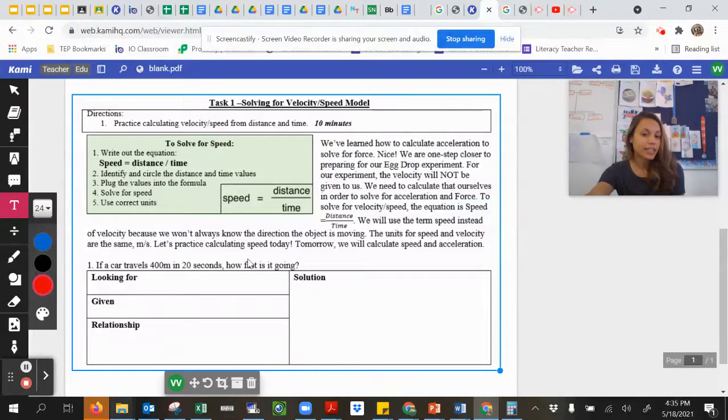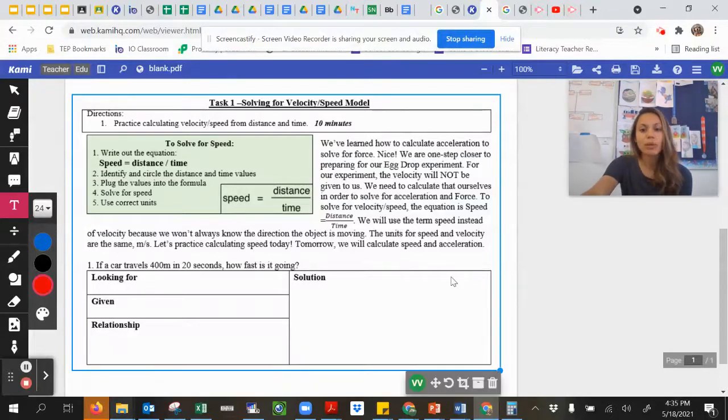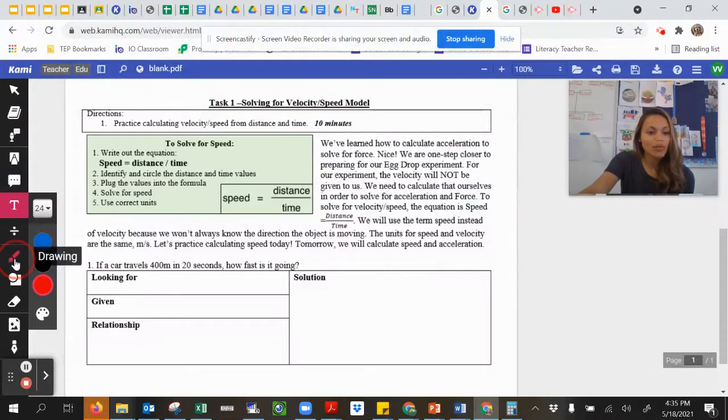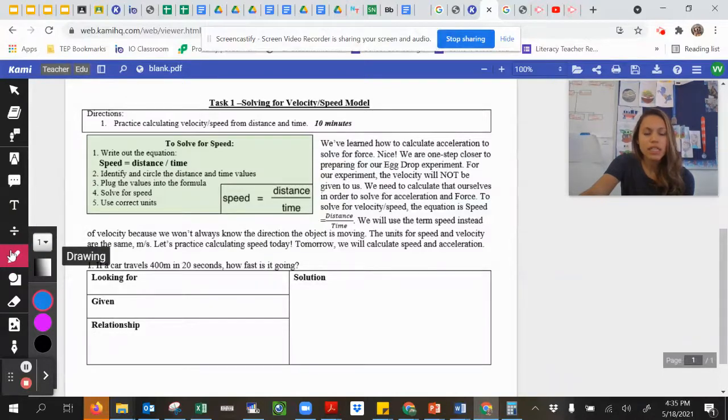Let's practice calculating speed today. Tomorrow we will calculate speed and then solve for acceleration. We need to know one for the other. So let's move on. What are we looking for here?